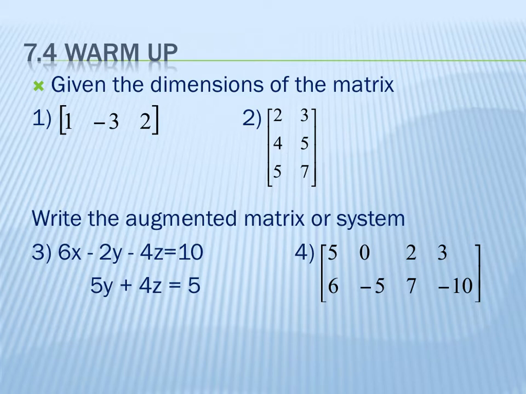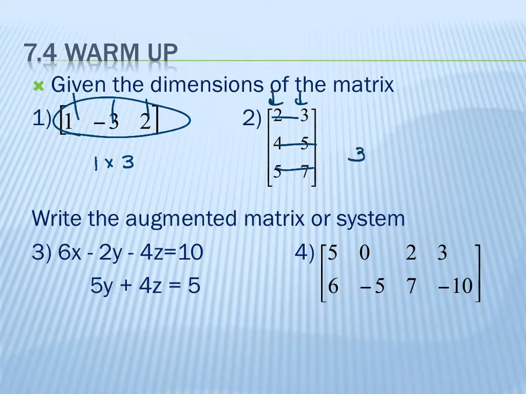All right, so I'm going to assume at this point you were able to work through these. So if I ask for the dimensions of the matrix for that first one, there's 1 row and there's 1, 2, 3 columns. So this is a 1 by 3. Number 2, 1, 2, 3 rows and 2 columns, which is a 3 by 2.